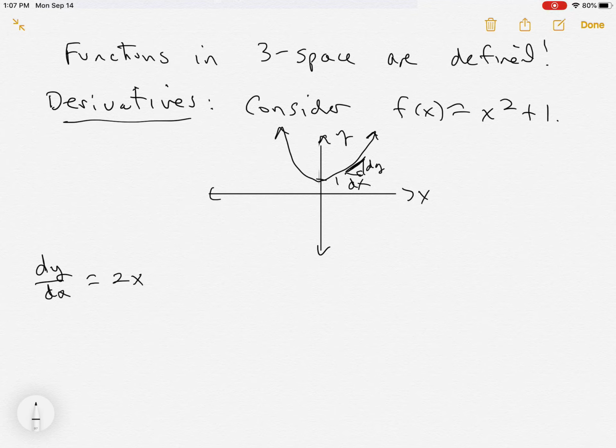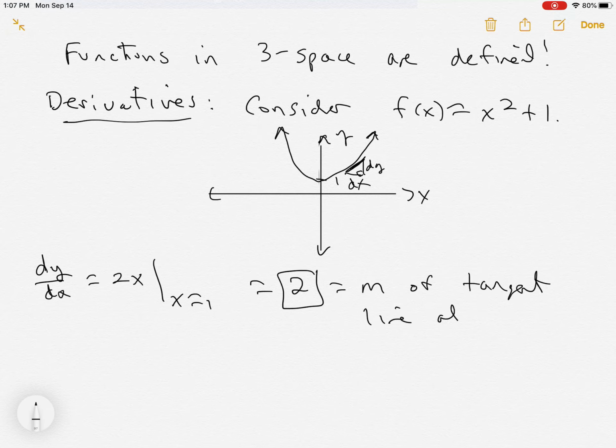And then we talk about the derivative. And let's evaluate this at 1. So we have 2. So this is the slope of the tangent line at, what's the point? 1, 2, right? The point (1, 2). And if I graph this line, I get a tangent line, I'll call it L.